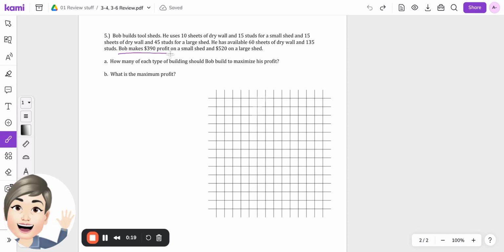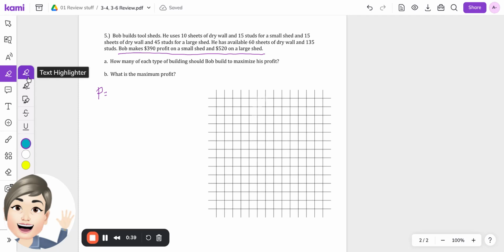The objective function is the money stuff, all right? Because objective, like the word object, the object of the game here is to make money. We want to maximize our profit. So we're going to say the objective function is profit. It says he makes this much money on a small shed and this much money on a large shed. So you might as well let the small shed be X and the large shed be Y.